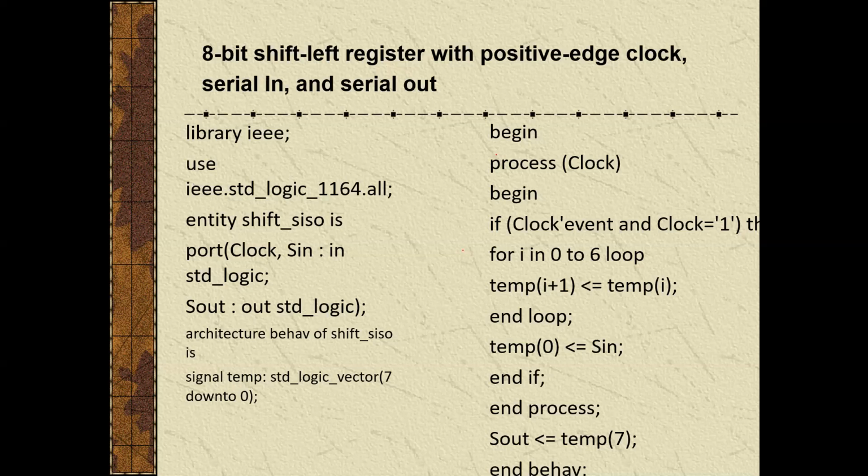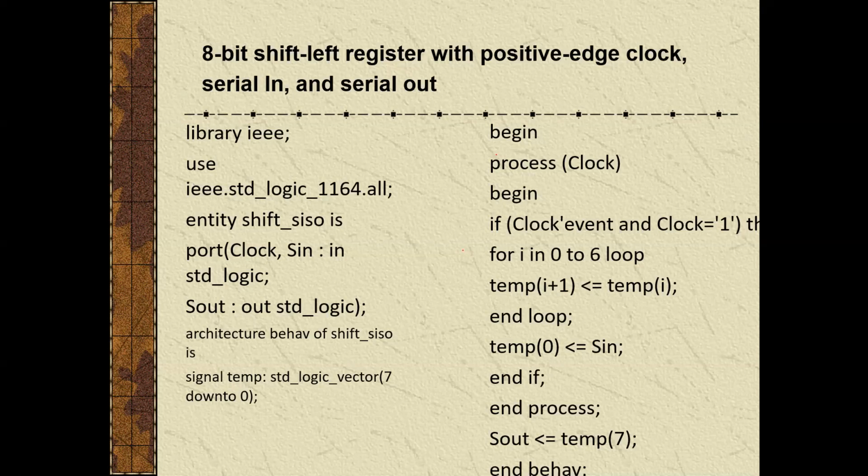Let's see the library. First we have to mention the library. After that, write the entity for the shift register and give it the name shift_siso, which means serial input, serial output. Let's assign the ports. For every clock cycle, the data should shift. So clock is one of the input signals, and there is a serial input, S_in, which is nothing but the serial input.